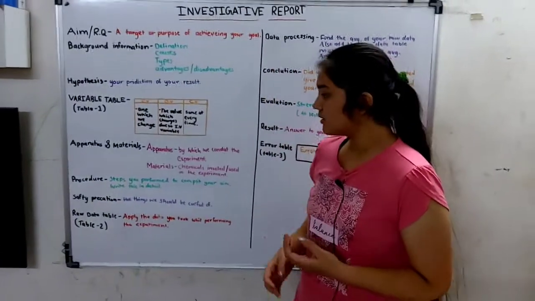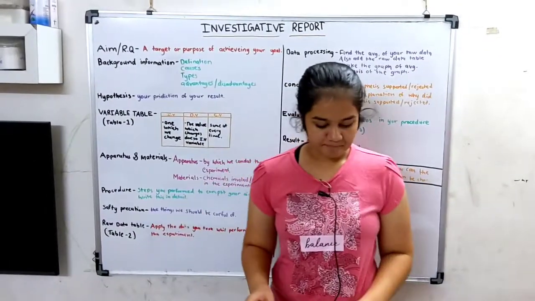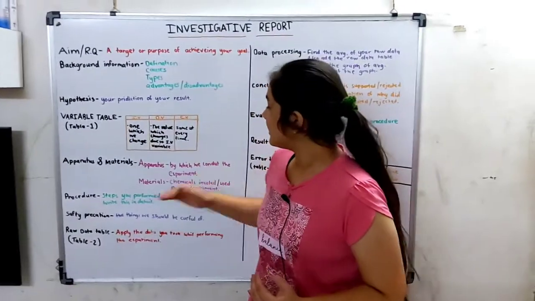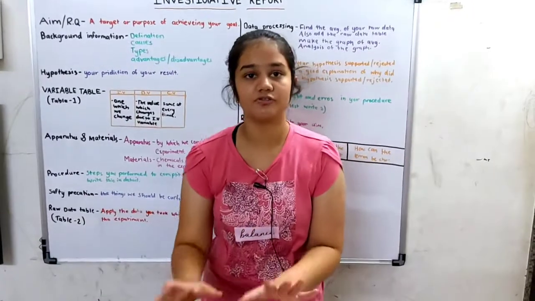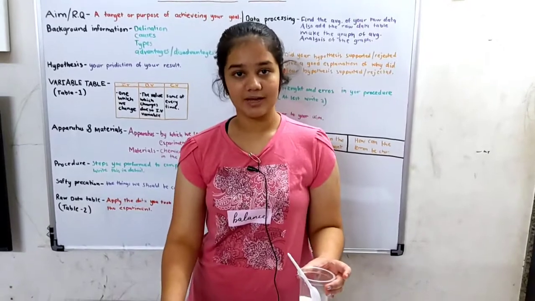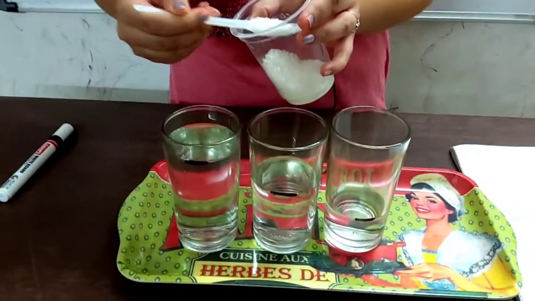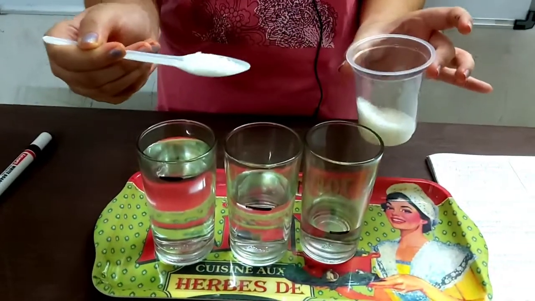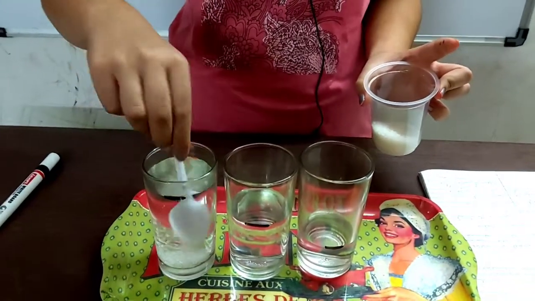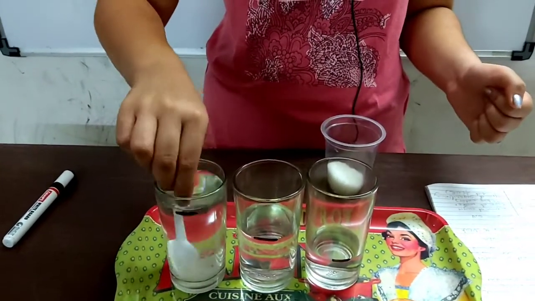Then the procedure. The procedure is basically the steps you perform to complete your aim. So when I start my experiment, I have different steps. The first step is to fill the glasses. The second step is to start with the 150 ml glass of water, where I start adding the sugar. I'll show you here. You can see I have added this much sugar. I will keep my sugar constant and add this much sugar every time. When I put this in, I also measure the time. I start my time.